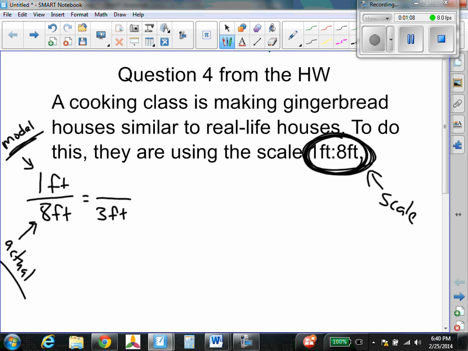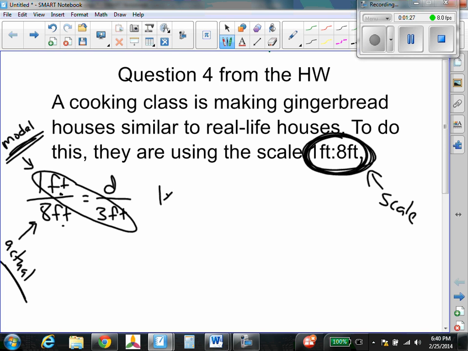I know what you're saying, Mr. Russell. I've got feet here and feet here. How do I distinguish? The distinction is made here. Actual versus model. All right. So this is my unknown. I'm going to call it D for Dan. And then I'm going to go ahead and do my cross products.